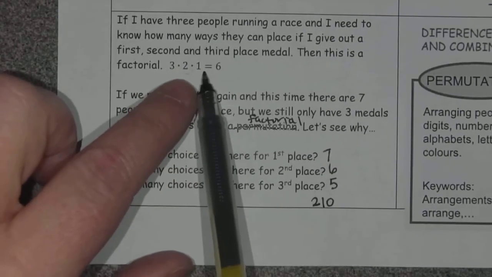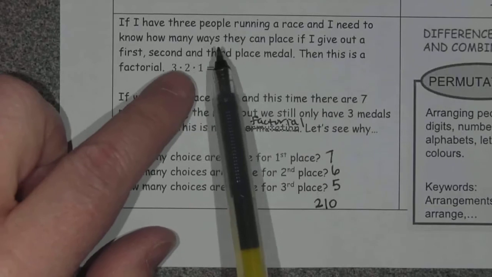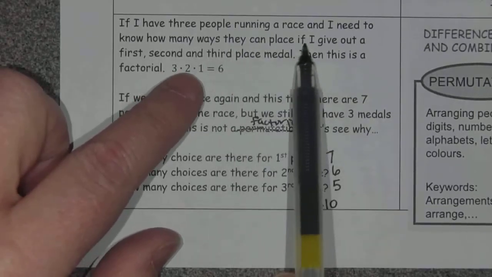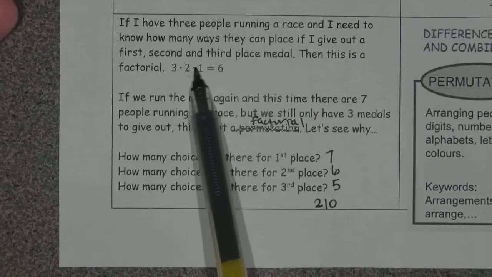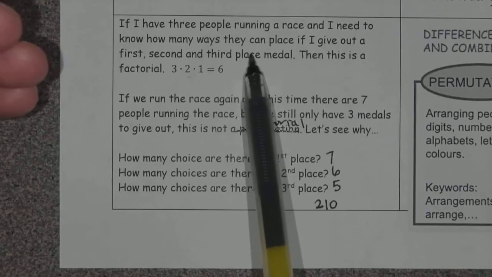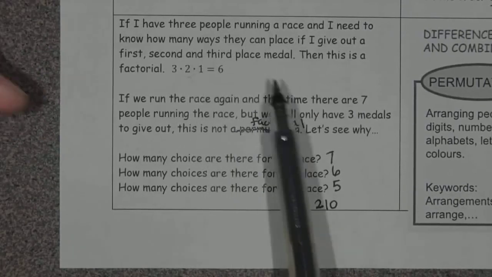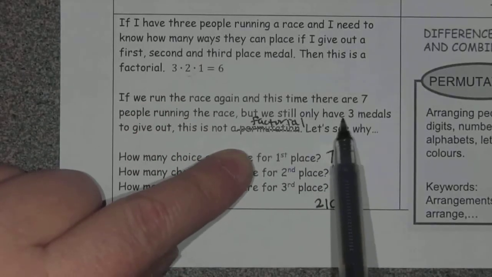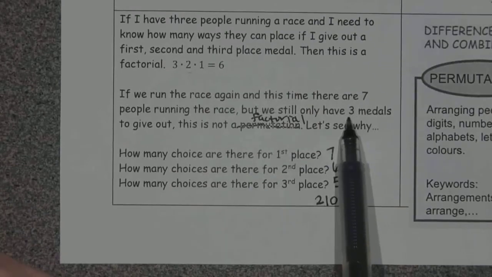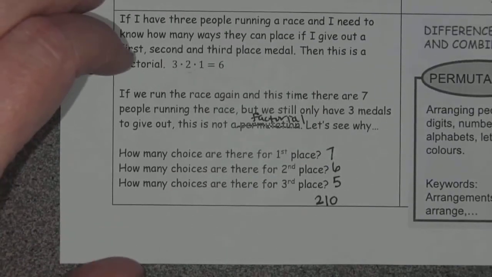So the way I like to remember if I'm using a factorial or not, factorials work when you use all of the things. So 3 people running the race, 3 people get a medal. 8 books on the shelf, 8 of them are being arranged. This time there were 7 people running the race and we were only going to give 3 of them medals. So we only used part of what was happening there.